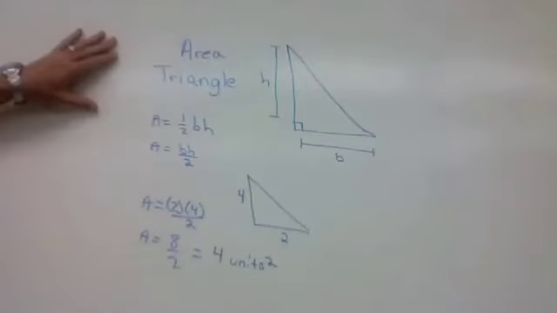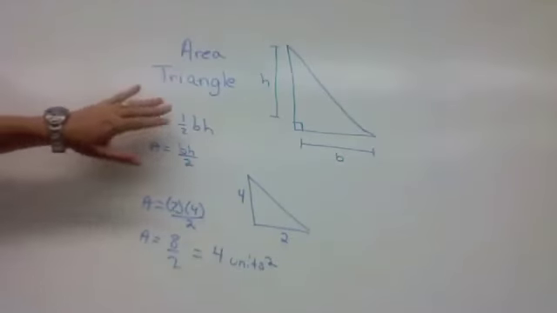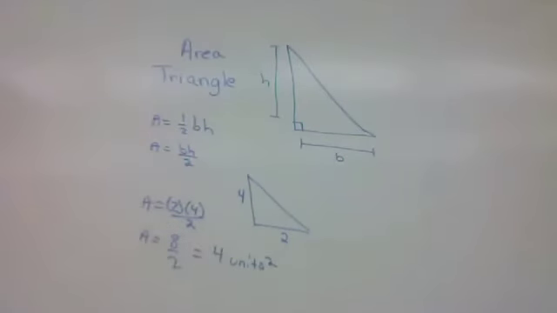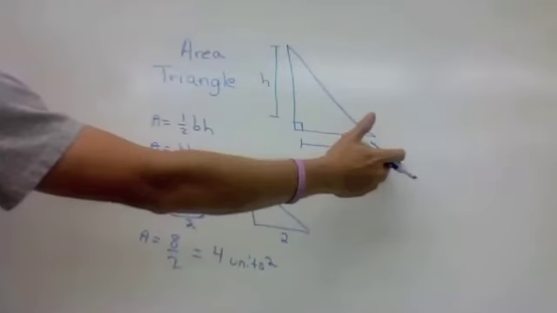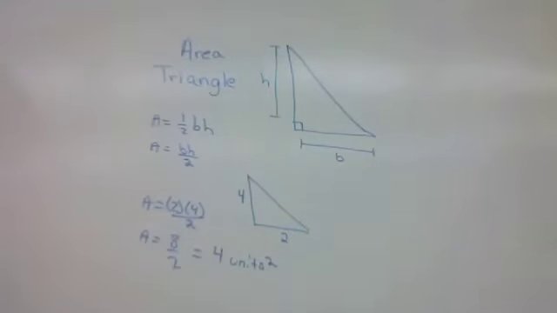So again, for the area of a triangle, we're going to have area equals half base times height, or area equals base times height divided by 2. Where height is just like this, our base is at the bottom, and this is how we find our answer.